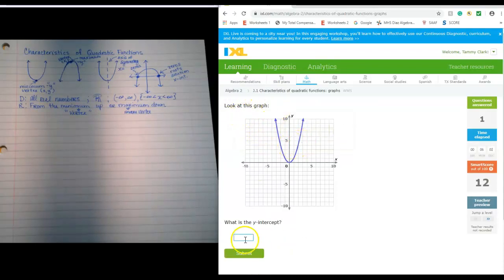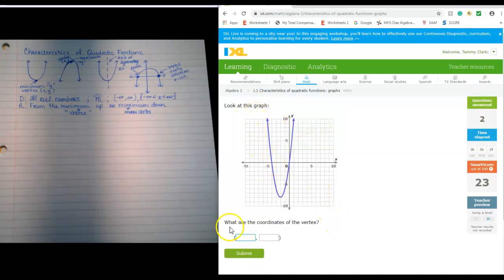Next, it says, look at this graph. What is the y-intercept? So in other words, where does this quadratic go through the y-axis? It goes right here through the origin. So the y-intercept is just 0, because if I made the ordered pair, it would be 0, 0, which is x, y. So the y-intercept would be 0.